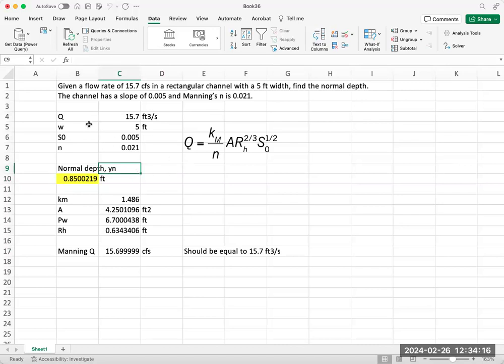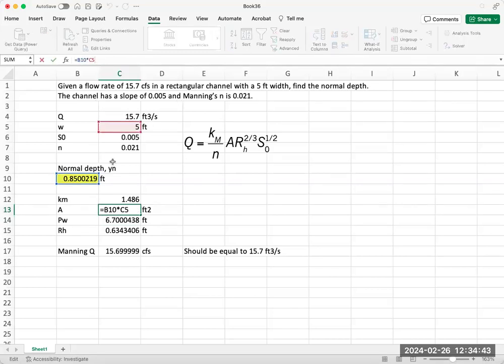My last encouragement is this is a very simple example with a rectangular channel. When you get to more complex shapes, I would actually input all of the components of that here. Don't hard code it. Make it a function of individual cells. So instead of writing area is 5 times 0.85, you actually want to write your area in terms of those different cells, because it's going to make your spreadsheets a lot more flexible and allow you to use them over and over again.